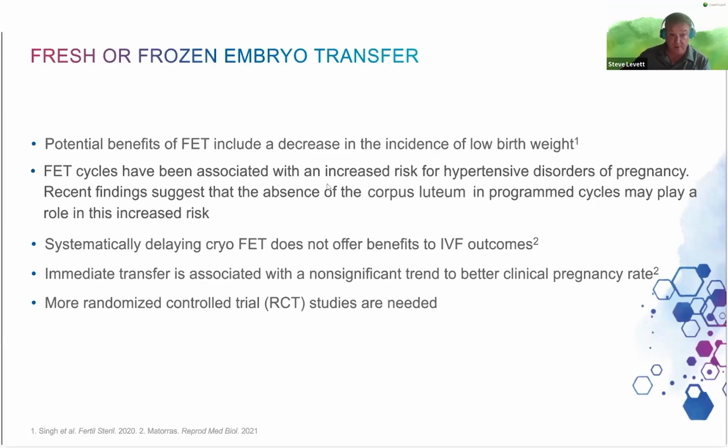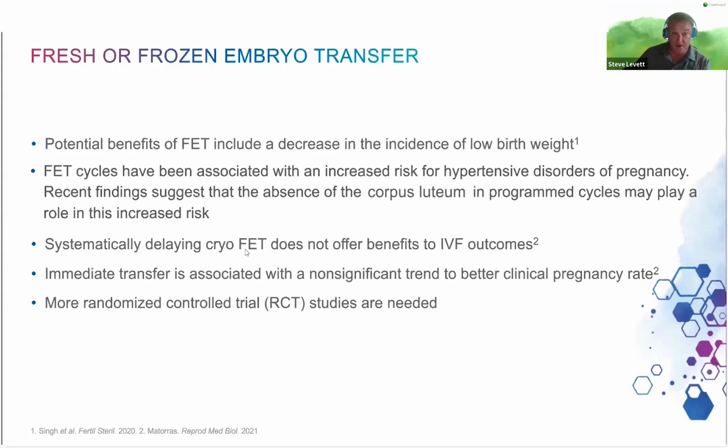We mentioned that there's an associated increased risk of hypertensive disorders. This may be because of the absence of the corpus luteum. In a frozen program cycle, you're not going to have a corpus luteum, which you would have in a fresh or natural pregnancy. The corpus luteum has many functions, and its absence could be contributing to this.